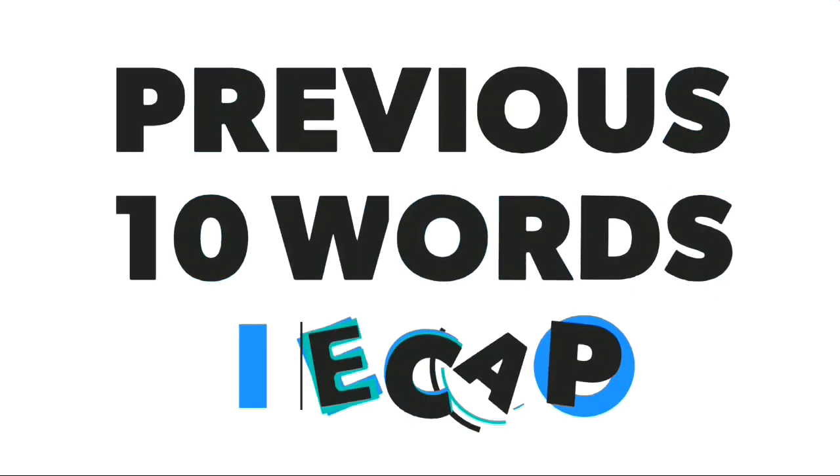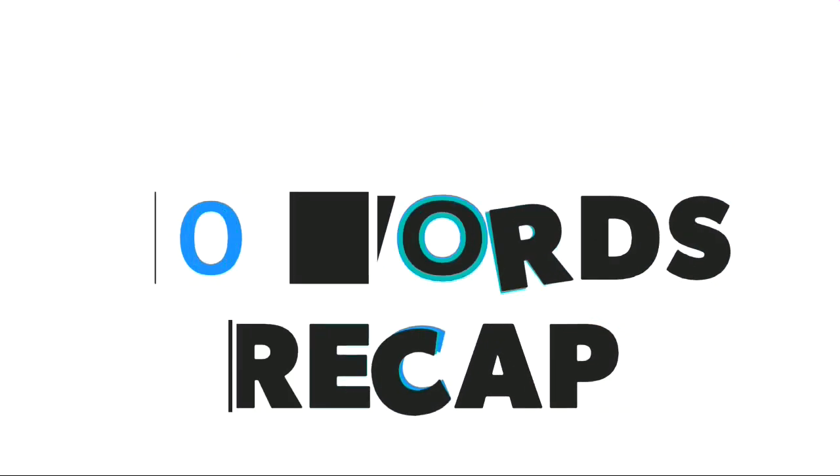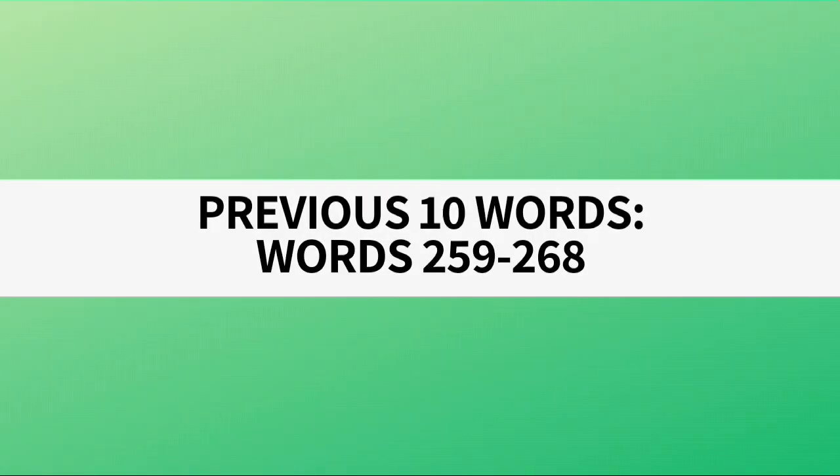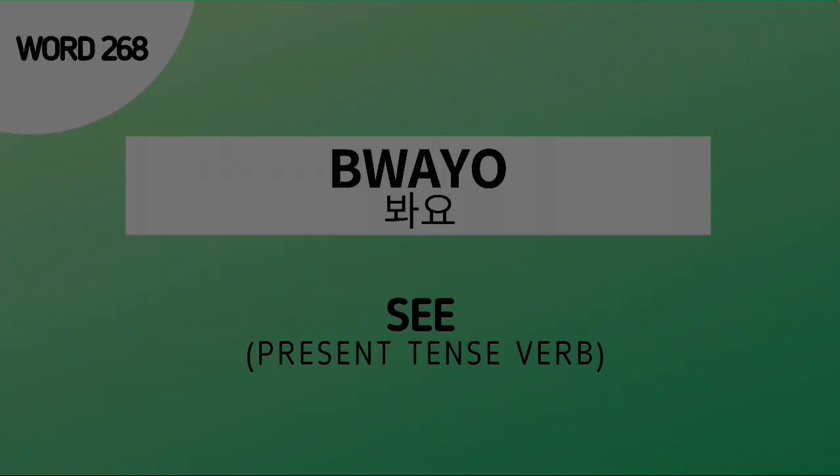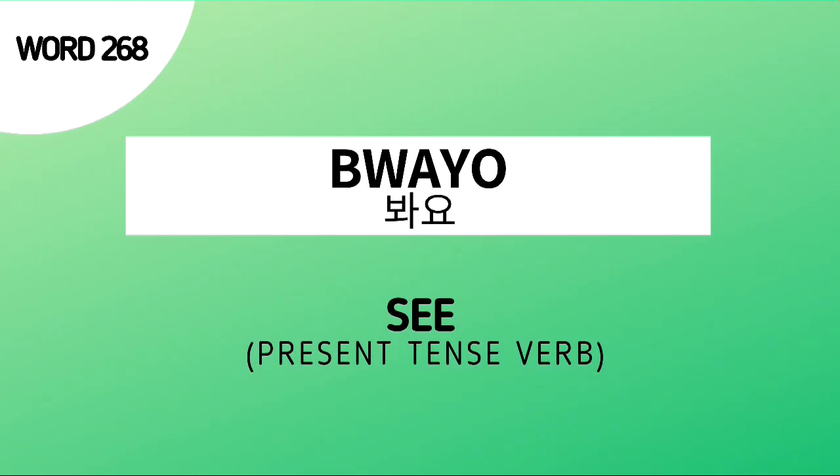Now let's proceed to our previous 10 words recap. As of now, the previous 10 words are words number 259 to 268. But don't forget our word for today, word number 269, HAEYO, which means do. The first word for our review is word number 268, 봐요, which means see.